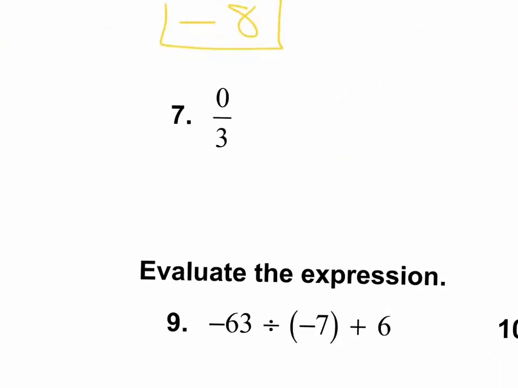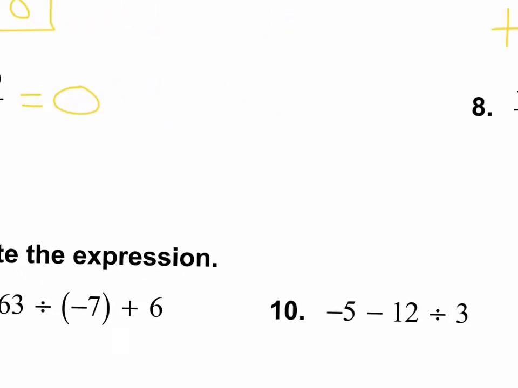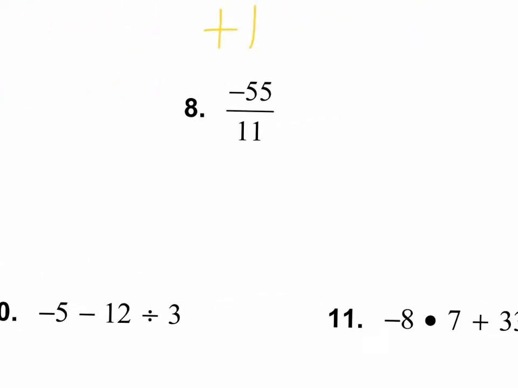Okay, 0 divided by 3. Remember, if you have nothing to share and you divide it by 3, no one gets anything. So it is going to be 0. 0 is neither positive nor negative, okay? Negative 55 divided by a positive 11, opposite signs, so it's a negative. 55 divided by 11 is 5.